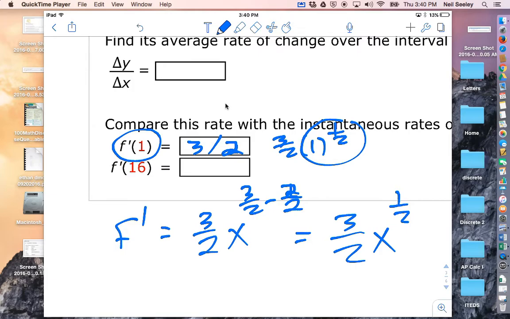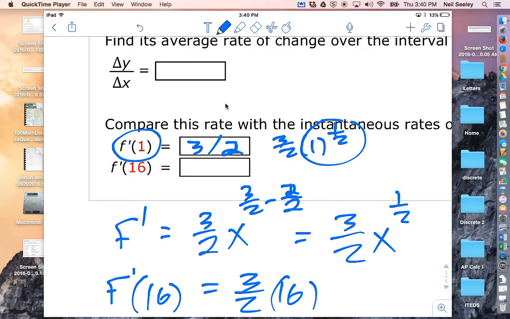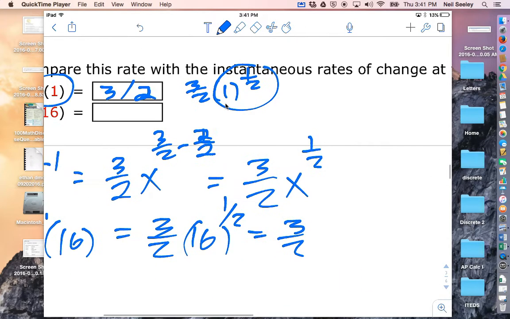Okay, just helpful hints to think about. When you put in 16, f prime of 16 would look like 3/2 times 16 to the 1/2, which is like the square root of 16. So we're talking about 3/2 times 4, and if you aren't comfortable with fractions, your calculator will do just fine, but it's a good thing to know how to do. 3/2 times 4 would be the same thing as 12 over 2, or 6.